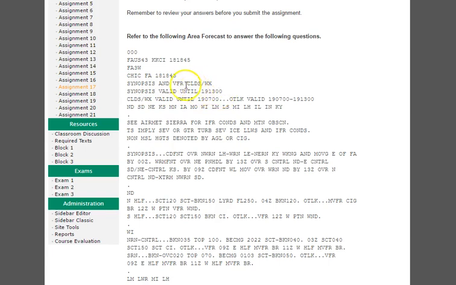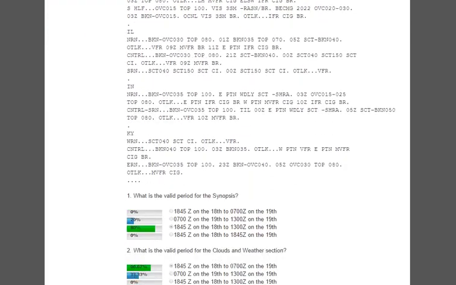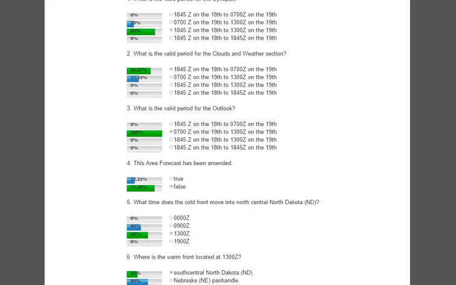When does this all start? Tells you right up here. It tells you that this Chicago area forecast is good on the 18th day, starting at 1845 or 19 Zulu. So that would be a forecast from 19 Zulu all the way out to 13 Zulu. As you can see, the outlook goes out to 13 Zulu. Okay, so let's take a look at a few other questions in more detail.